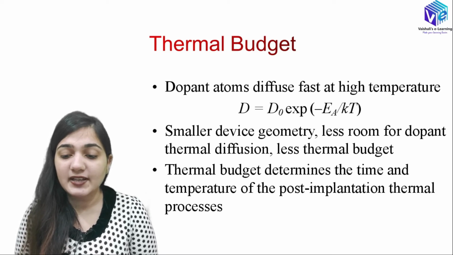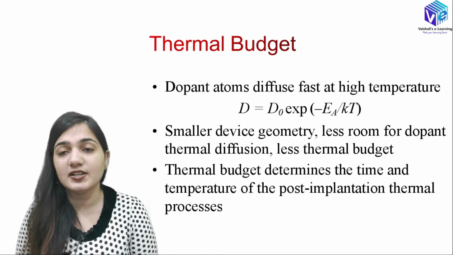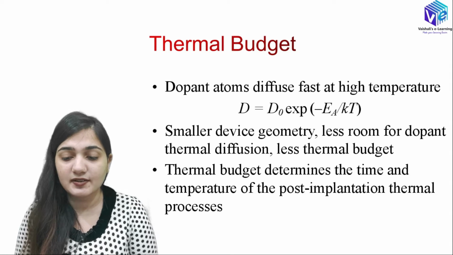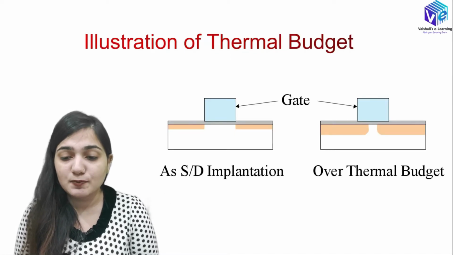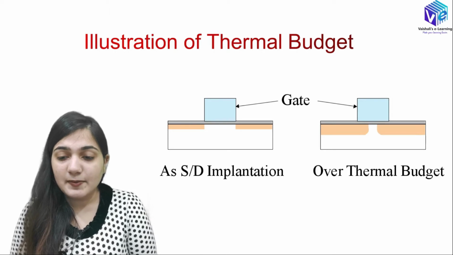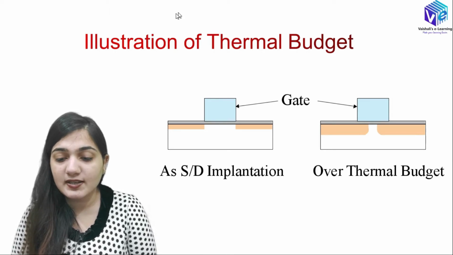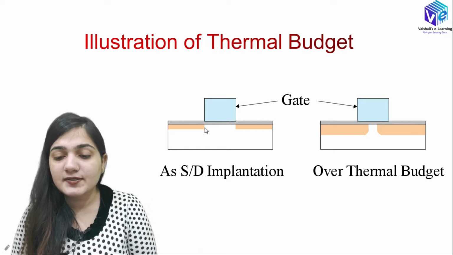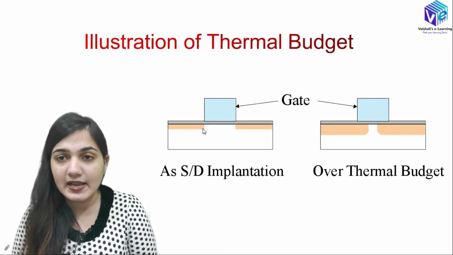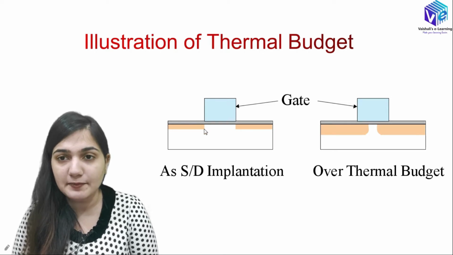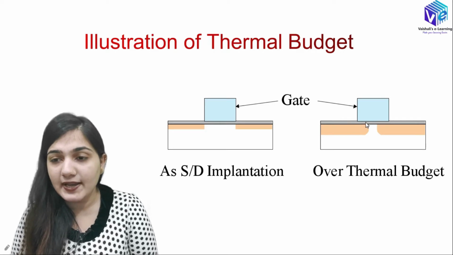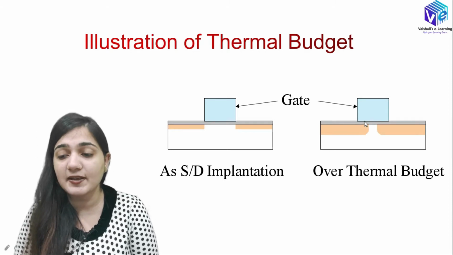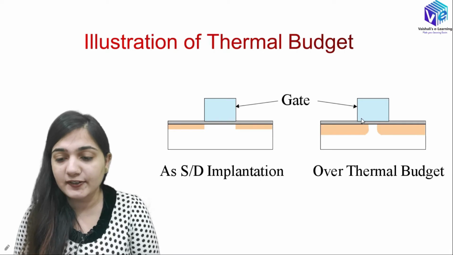Thermal budget determines the time and temperature of the post implantation thermal processes, meaning how much time and how much temperature we require after this process. You can see the thermal budget over here in the source and drain implantation. We want this particular straight type of profile, which means we want diffusion in one particular direction only. But due to higher temperature, the diffusion is occurring in the lateral direction also below the gate. That is undesirable, and this is why we are avoiding the diffusion process.